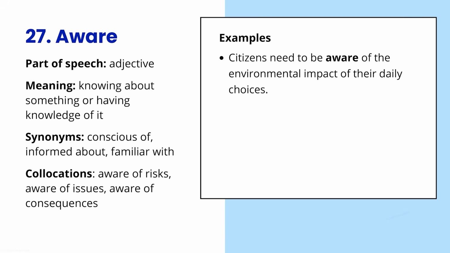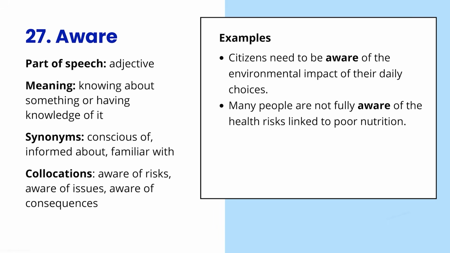Citizens need to be aware of the environmental impact of their daily choices. So this means people need to know what effect their actions are having on the environment. Many people are not fully aware of the health risks linked to poor nutrition. So this means many people don't really know the health risks linked to not having a good diet. Now, when you're using aware, remember to use aware of when explaining what someone knows. For example, aware of the risks, not aware the risks. You need to have that of, aware of something.